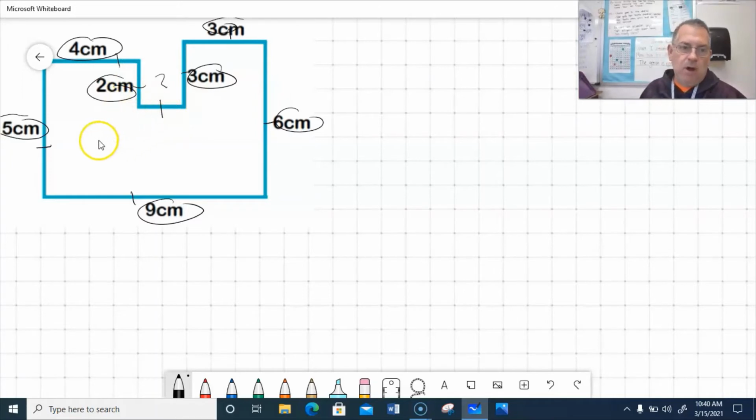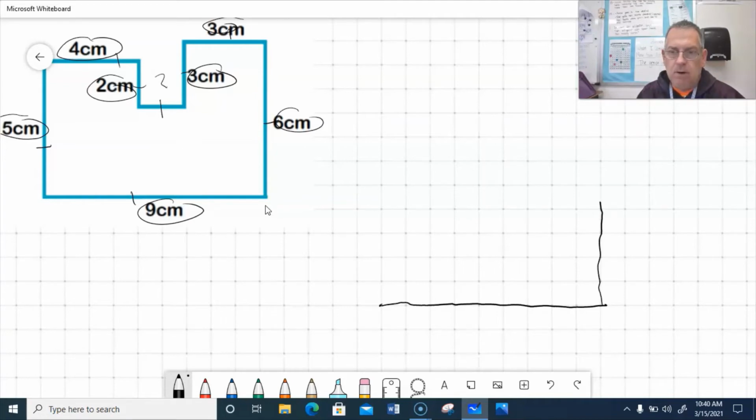We'll start with the long side. We'll start with the 9 centimeters. So we'll come down here on my grid paper, and we'll count over 9 grids. So we'll start right here. That's 1, 2, 3, 4, 5, 6, 7, 8, and 9. And it looks like it goes up 6. So that's 1, 2, 3, 4, 5, and 6. Looks like it goes over 3 to the left. 1, 2, and 3.